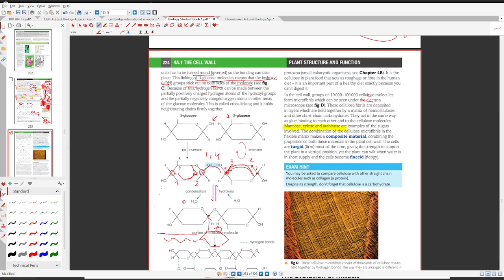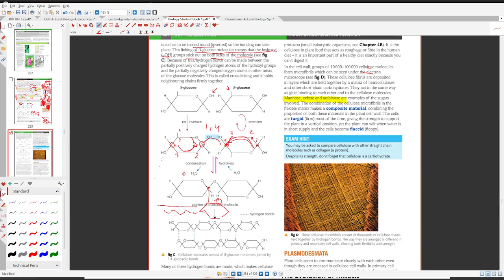So the combination of the cellulose microfibrils in the flexible matrix makes a composite material combining the properties of both of these materials in the plant cell wall. The cells are turgid most of the time, giving strength to support the plant in a vertical position, yet the plant can wilt when water is lost. Okay, what else? I don't really know what the point of this is.